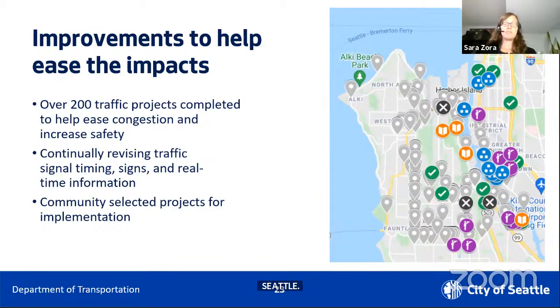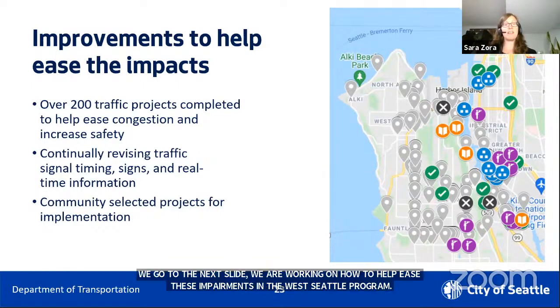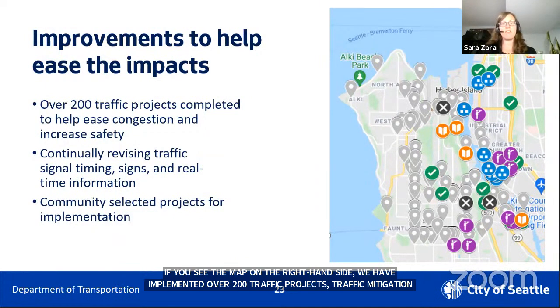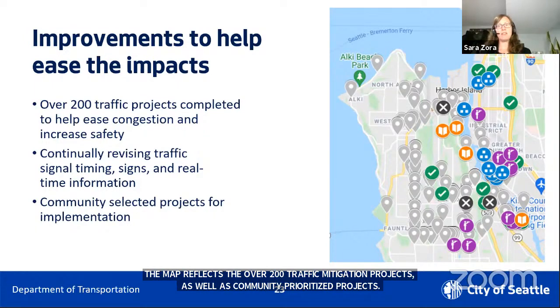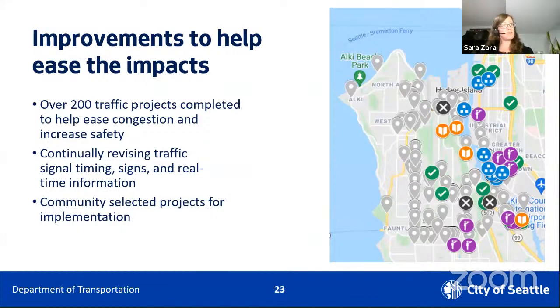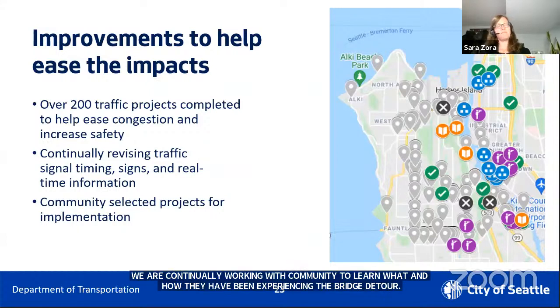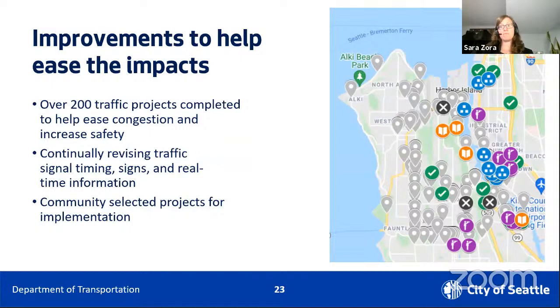And if you go to the next slide, we're working on how to help ease these improvements through the Reconnect West Seattle program. So if you see the map on the right-hand side of the screen, we have implemented over 200 traffic mitigation projects to really help ease the congestion and increase safety and predictability for all travelers. The map really reflects those over 200 traffic mitigation projects as well as community prioritized projects. We are continually working with community to learn what and how they've been experiencing the bridge detour closure, as well as being very participatory with the city of Seattle so that we can ensure that we're building projects to really help mitigate the issues that we're seeing in the neighborhoods.